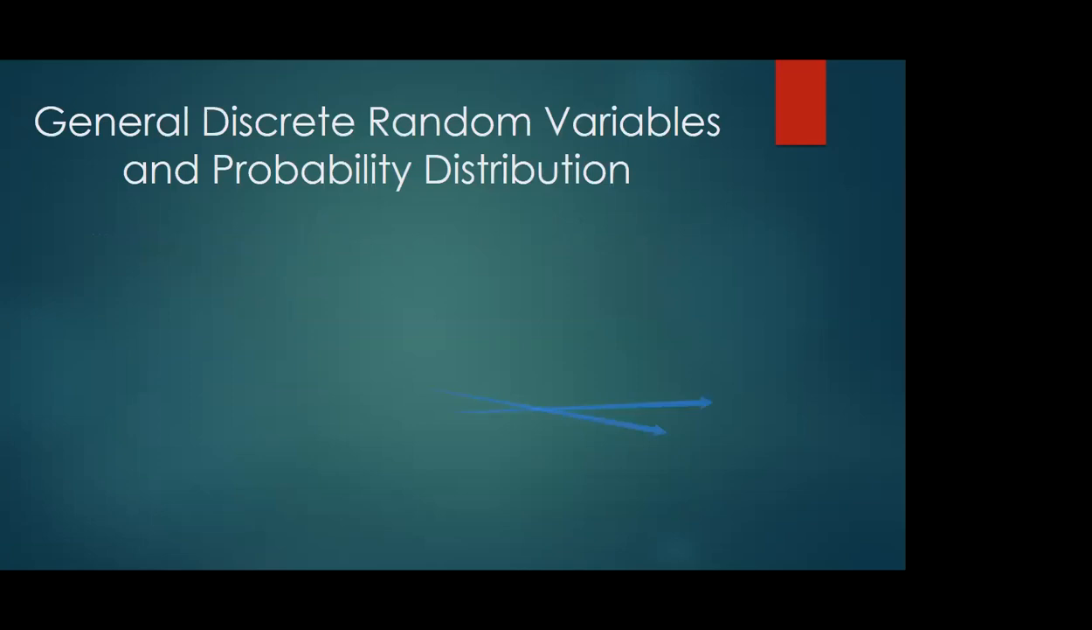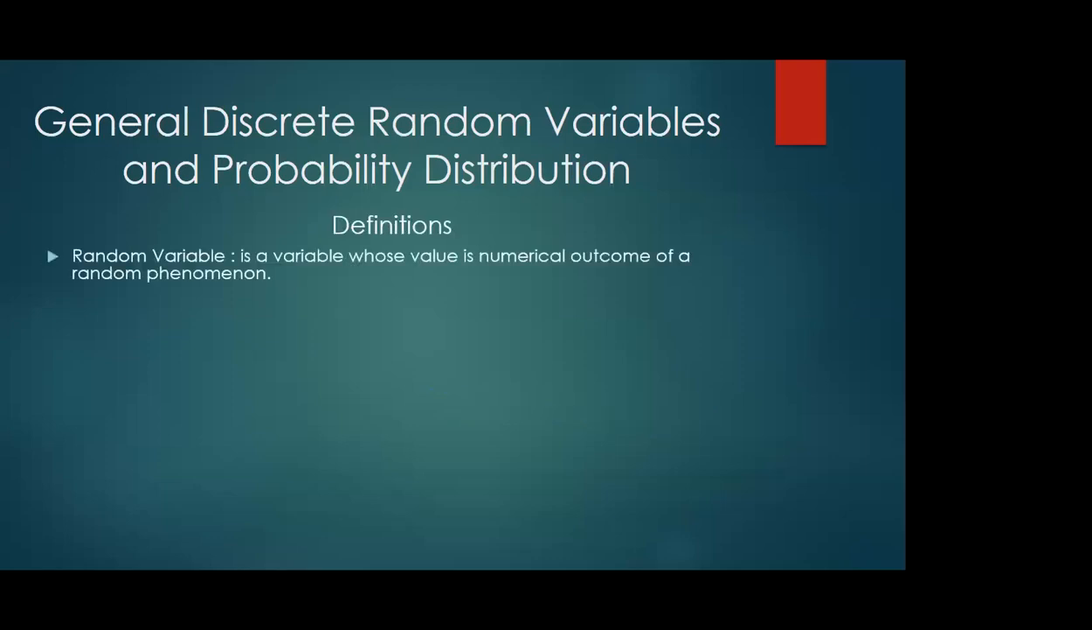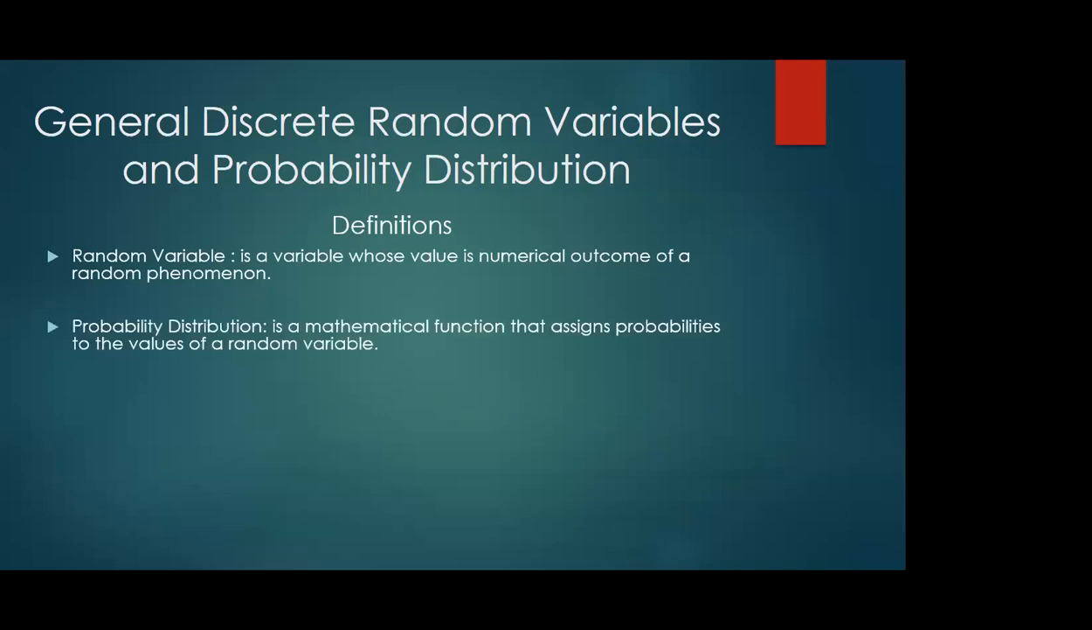Next, we're going to be looking at general discrete random variables and probability distributions. First, we're going to be looking at some definitions. So what is a random variable? A random variable is a variable whose value is a numerical outcome of a random phenomenon. What's a probability distribution? It is a mathematical function that assigns probabilities to the values of a random variable. So the probability distribution is where you assign different probabilities to your different random variable values.